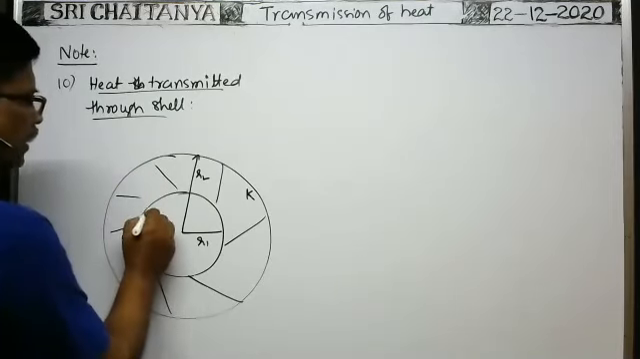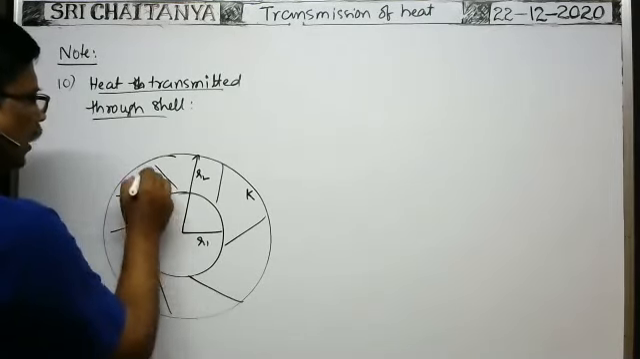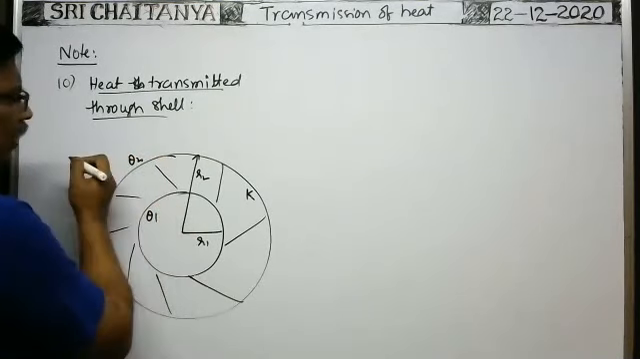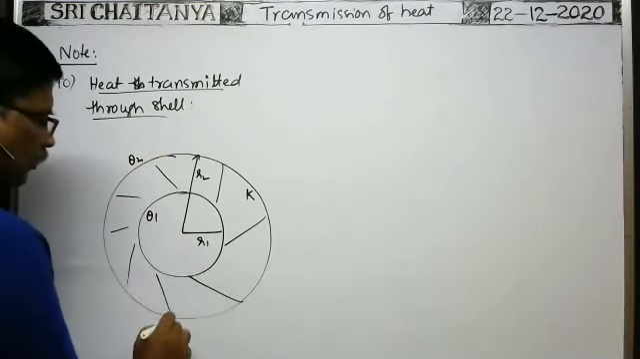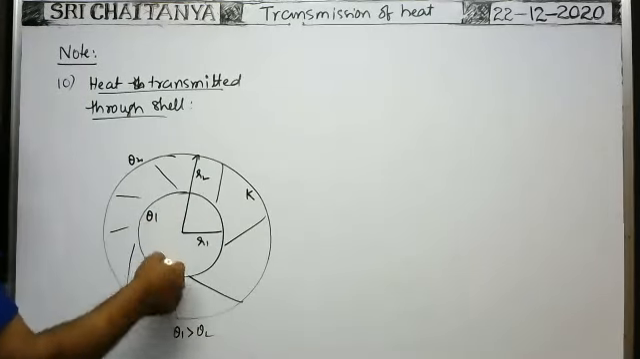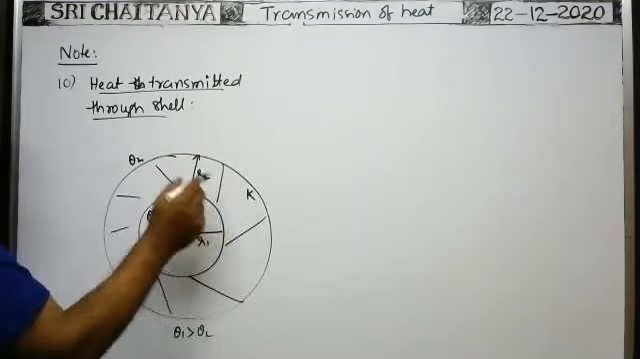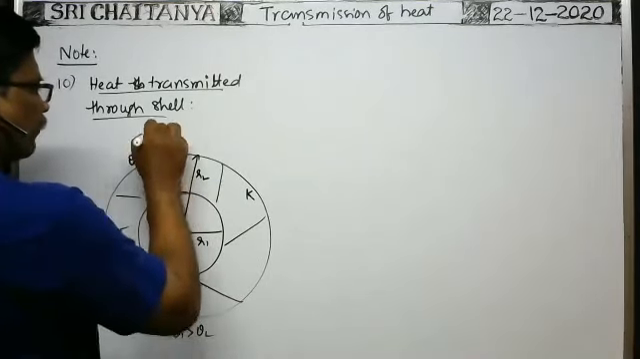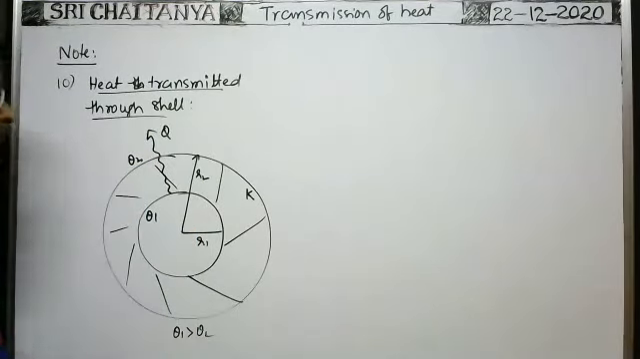Suppose the inner surface is maintained at a temperature theta 1, and the outer surface is maintained at a temperature theta 2. Of course, theta 1 may be greater than theta 2 or theta 2 greater than theta 1, whatever it may be. Suppose theta 1 is greater than theta 2. That means the inner surface is hot and the outer surface is cold. Then net transfer of heat energy takes place from the inner surface to the outer surface. That is Q.